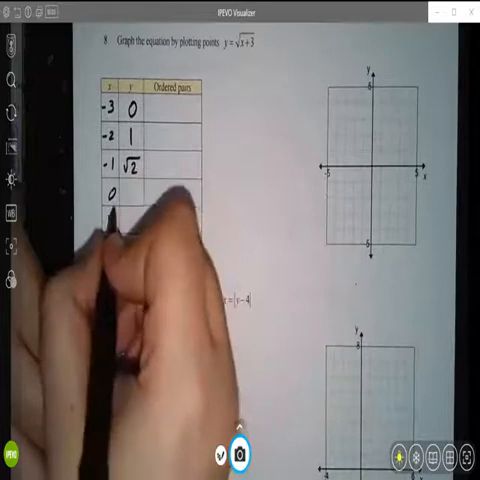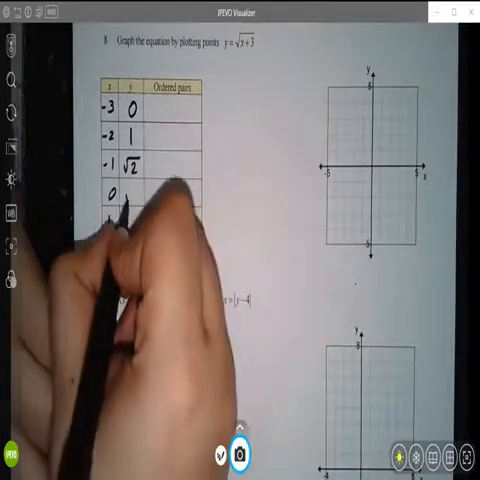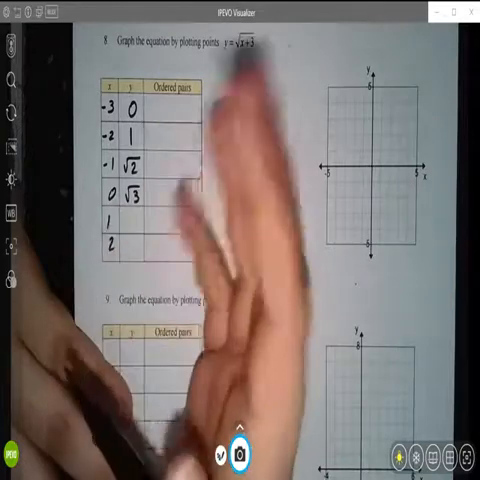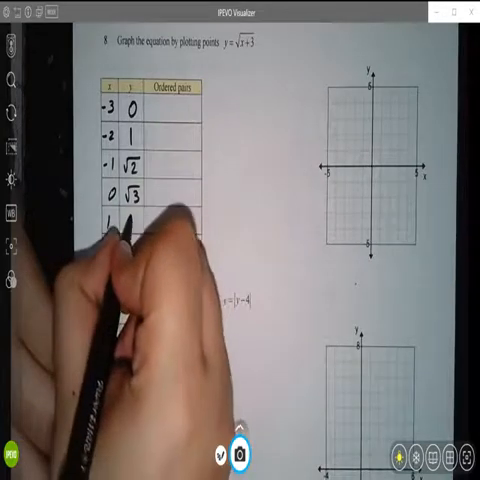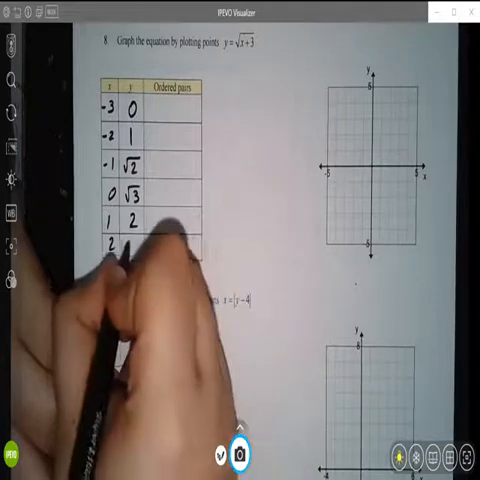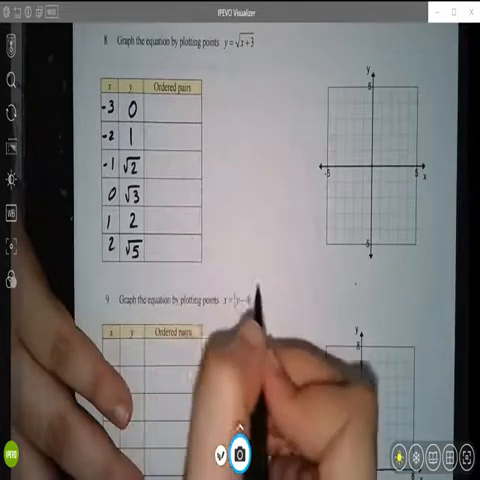Okay. Now 0 plus 3 is 3, so it's going to be the root of 3. 1 plus 3 is 4, so it's going to be square root of 4, which is 2. 2 plus 3 is 5, so it's going to give you root of 5.